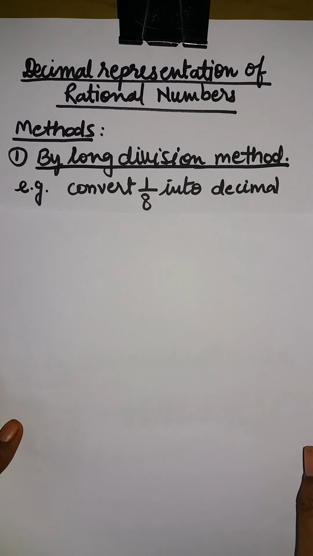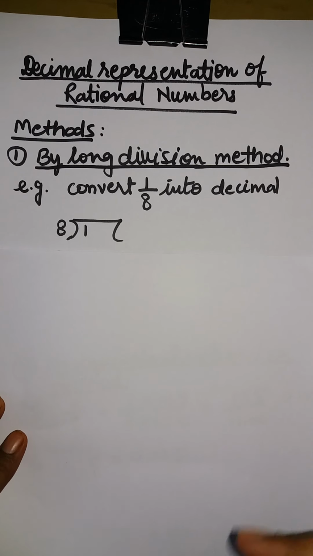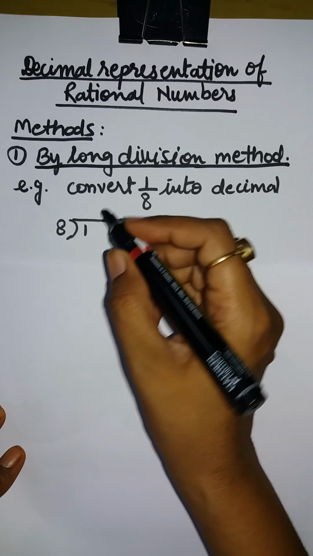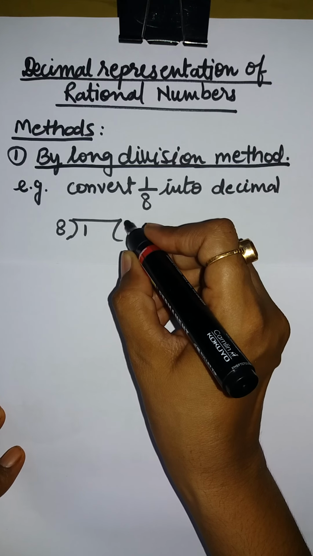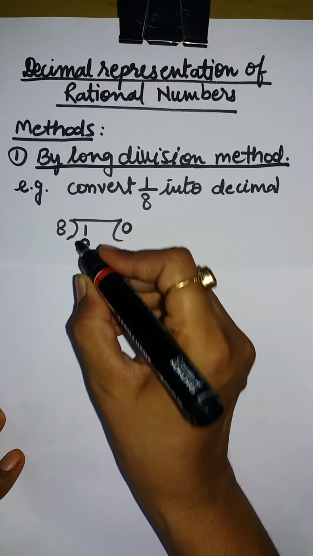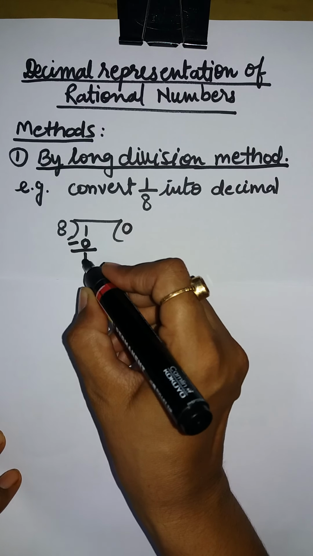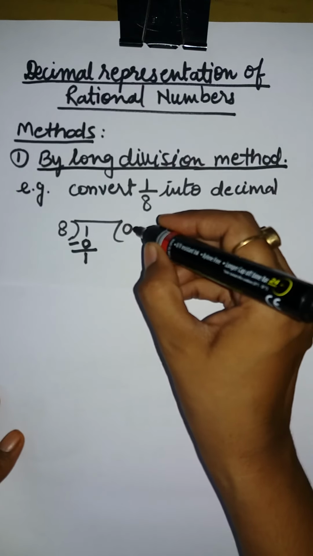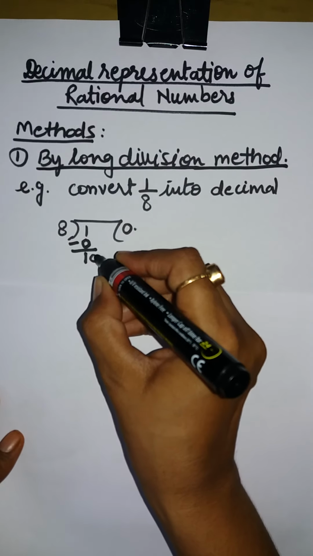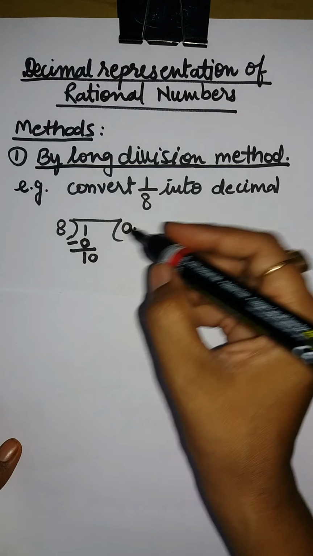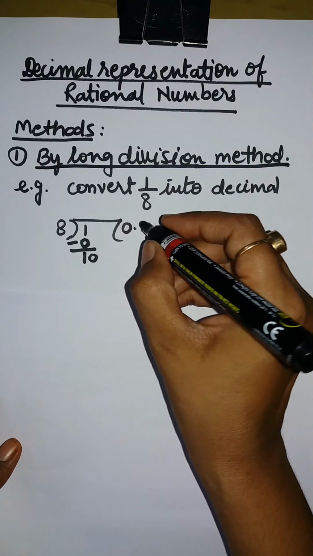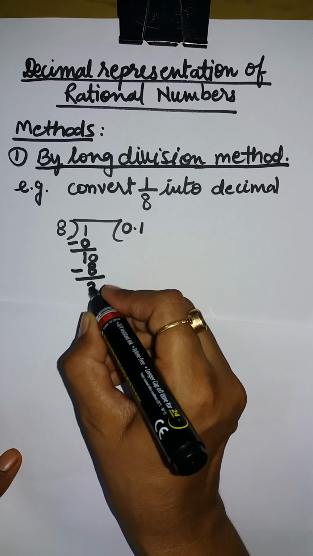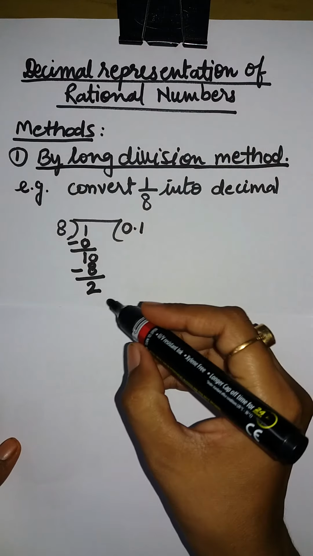Convert 1 by 8 into decimals. Let us divide 1 by 8. 1 is smaller than 8, so it cannot divide easily. So we put 0 as the quotient, and when we subtract we get remainder 1. Then we put a decimal point in the quotient, and we are allowed to take 0 next to this remaining number. Then it becomes 10. Now 8 times 1 is 8, and subtracting it we are left with 2.